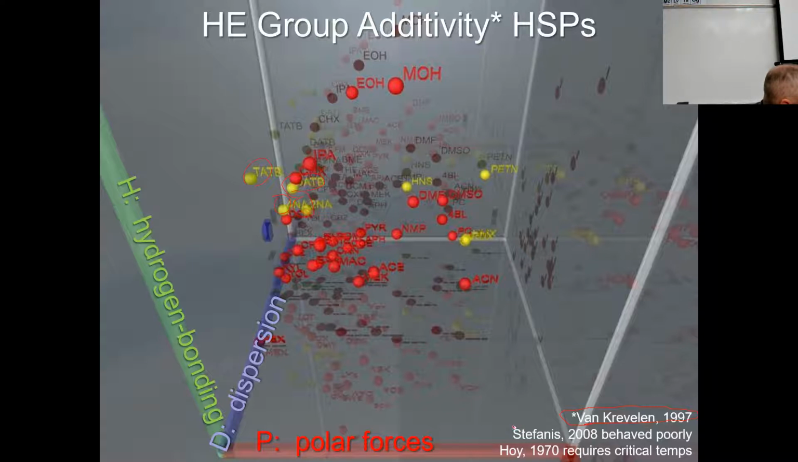There's another one by a group out of Greece. Stefanis also had a group additivity model for the Hansen solubility parameters, but they didn't have very good coverage of the nitro groups and the amine groups. And then Hoy has a solubility parameter model, but it requires the critical temperatures, and we don't know the critical temperatures for these different molecules. So we really can't use Hoy. It would be great for solvents where you know the critical temperature, pressure, and volume, but we don't always have that information. And then here's all of the different solvents that we used to test. So basically we were not too confident in this group additivity, and we wanted to do this experimentally.